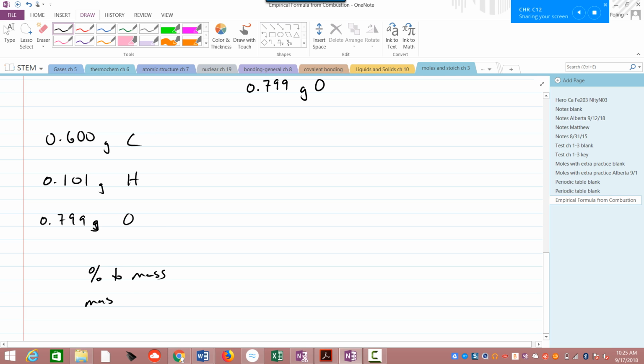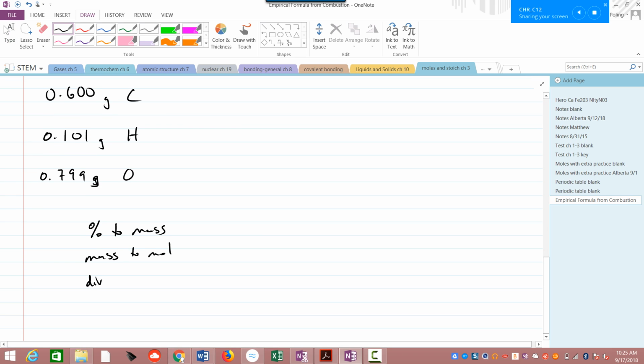percent to mass, mass to mole, divide by small, multiply till whole. This step's already done, and now it's just like a regular empirical formula problem.